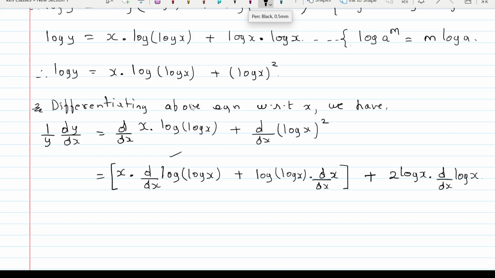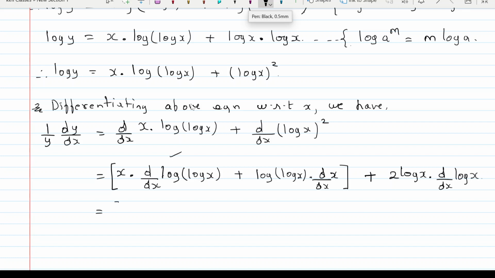Correct? The MCQ question was log x raised to 5. So this is also log x the whole square. There, log x raised to 5 was 5 log x raised to 4 into d by dx of log x, which is 1 by x. Okay? So now let's solve this.